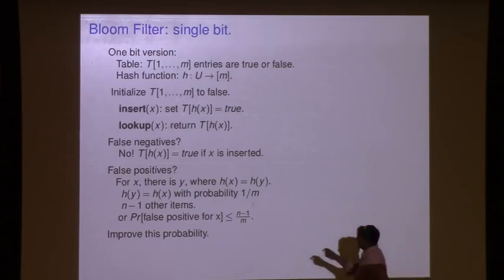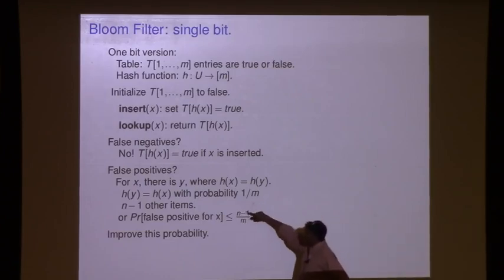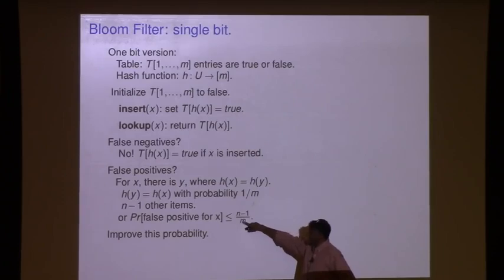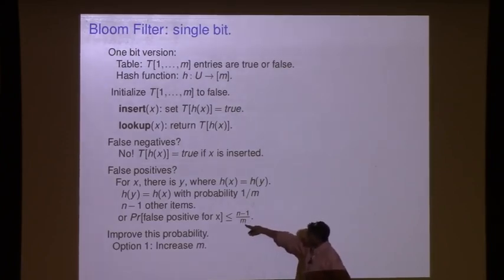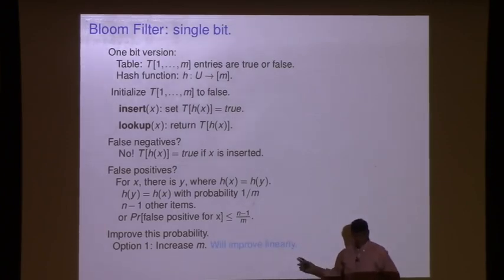You want to make this small. What might you do to make this small? There's this m, right? You make m bigger. It's the obvious thing. They're less likely to collide if the table is bigger. So as you increase this value m, you decrease the probability of failure linearly.